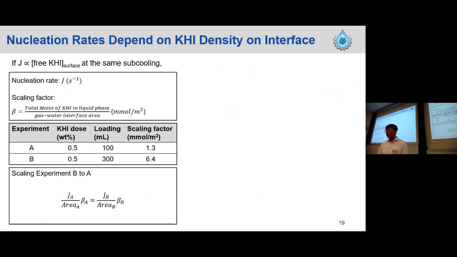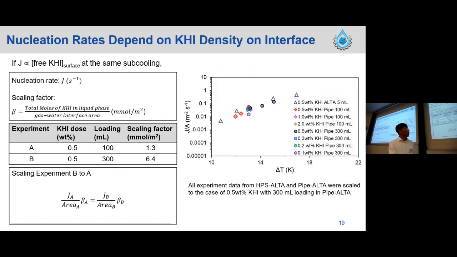So if we apply that to our existing data with KHI, that's what happened. As you can see, those KHI with different concentration, with different loading, they actually reconcile well. And you note that all the experiment data from HPS alpha as well as the pipe alta data was scaled to the case of 0.5% of KHI in 300 ml liquid loading. So the nucleation rate can both reconcile with this technique.